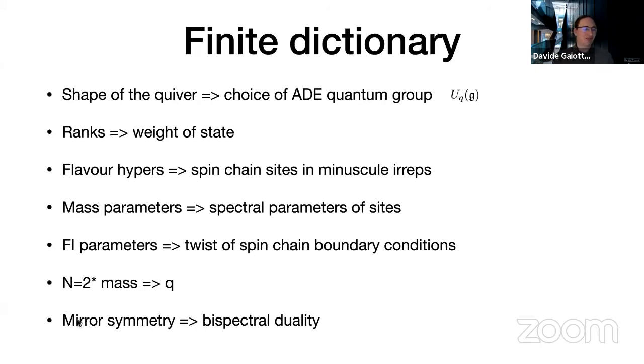And I mentioned I like mirror symmetry and the effect of mirror symmetry on this gauge Bethe correspondence. And on the other side, on the spin chain side, it gives rise to a strange bispectral duality, which relates the spectrum of spin chains with different numbers of sites and different gauge groups, a different underlying group.